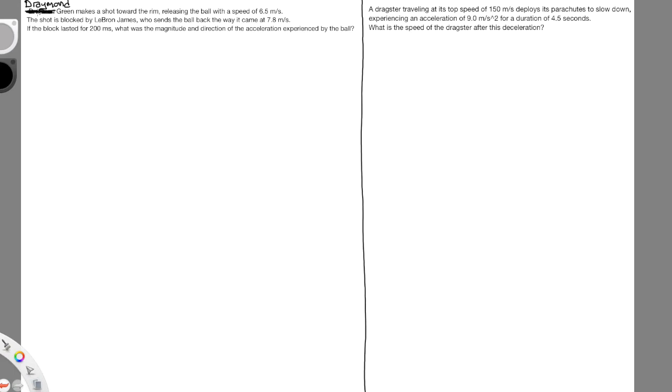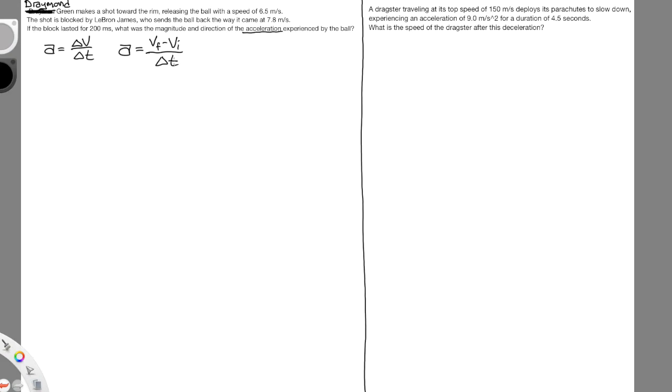This is pretty clearly an acceleration problem, given that the problem asked for the acceleration. So we can just write our formula for the average acceleration: change in velocity over change in time, or written a different way, the final velocity minus the initial velocity, all over the change in time.